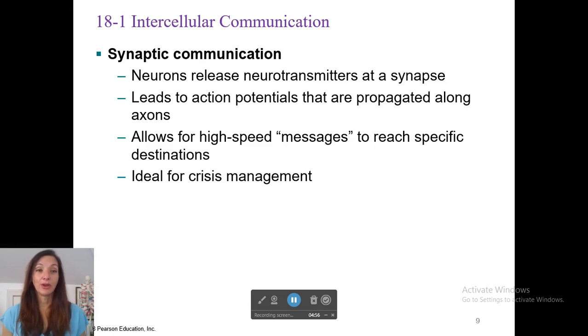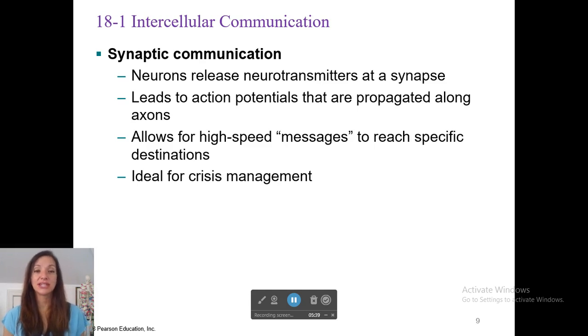Okay, the last type of intercellular communication is synaptic communication. And you should remember synaptic communication from when you studied the nervous system. So neurons are going to be releasing neurotransmitters at the synapse. So as you remember, the synapse is at the end of the axon where there is a space, and it's either going to be adjacent to a muscle or a gland or another neuron. So that's the synapse. And to go across that space, neurotransmitters are needed.